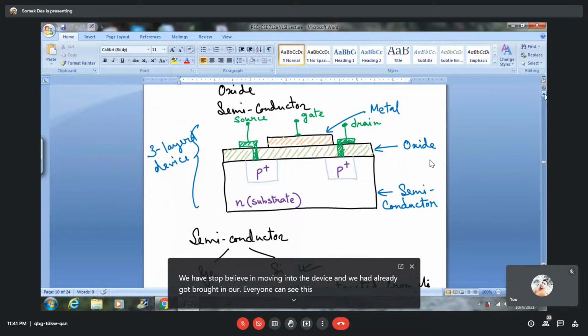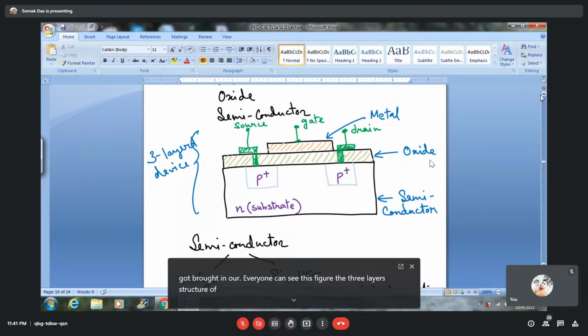Everyone can see this figure? The three-layered structure of MOS transistor. Yes, everyone can see it. Okay, so here we find the gate layer at the top. In the intermediate portion, there is the insulating oxide layer, and below that is the semiconductor. So there are several sublayers within the semiconductor. The platform is of N-type silicon, and there are two P-plus type regions. Now, what are N-type and what are P-plus type has been already elaborated in our last lecture.